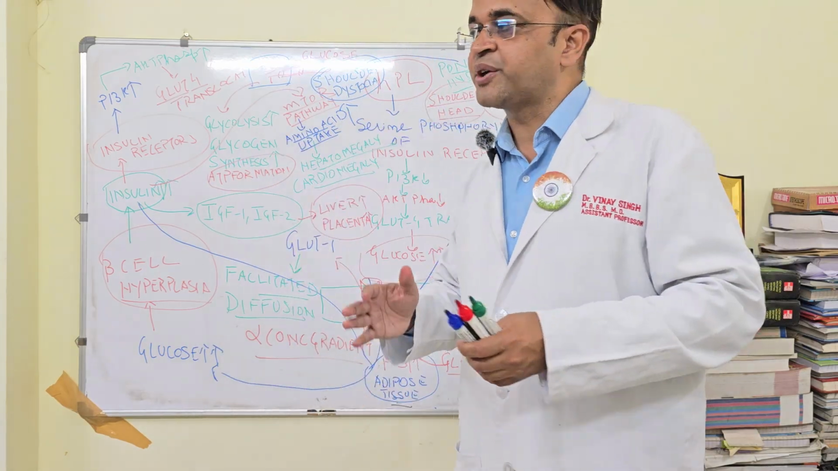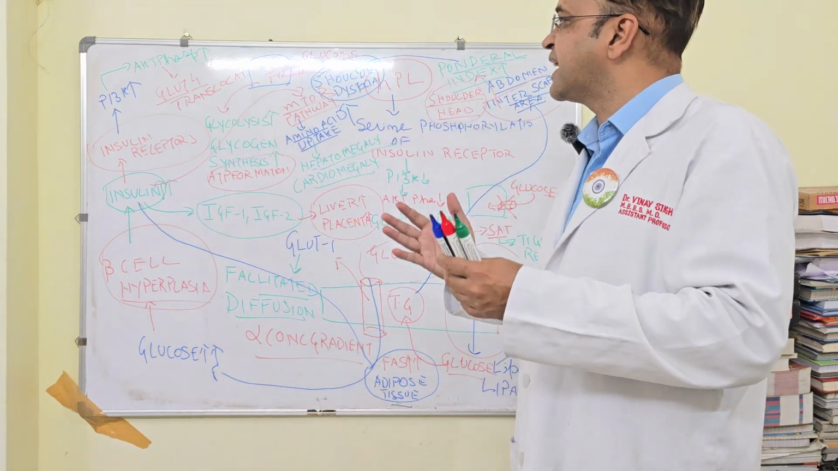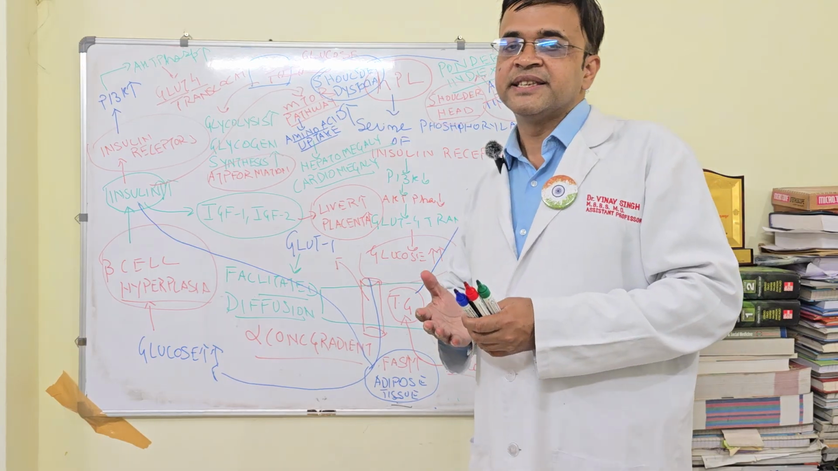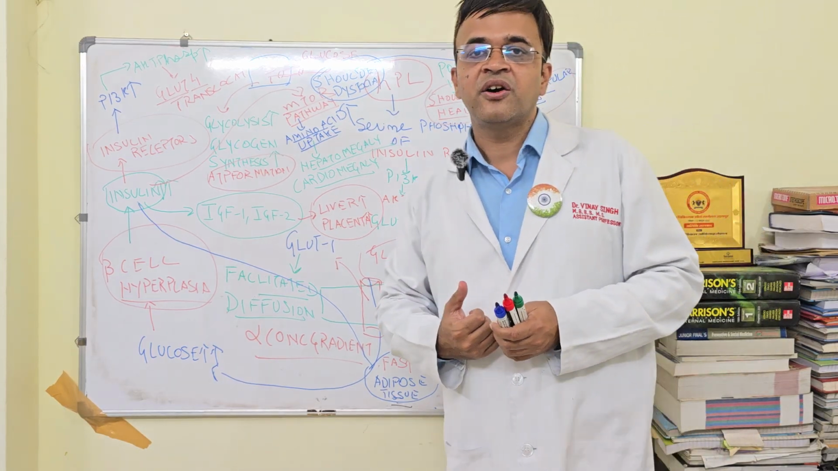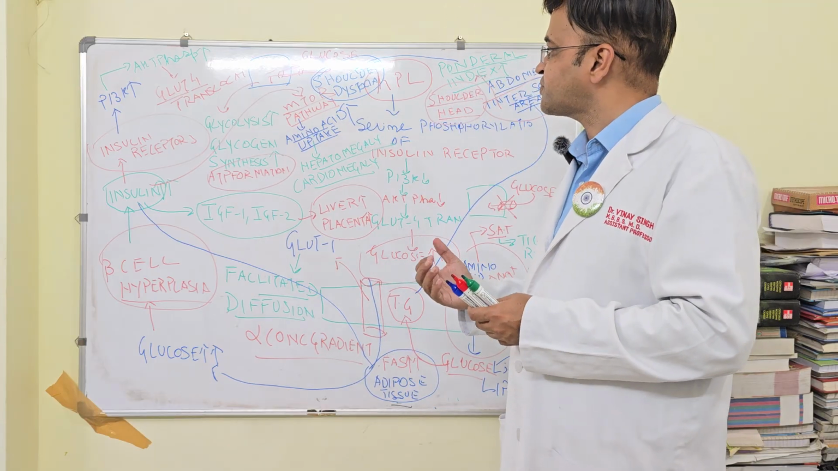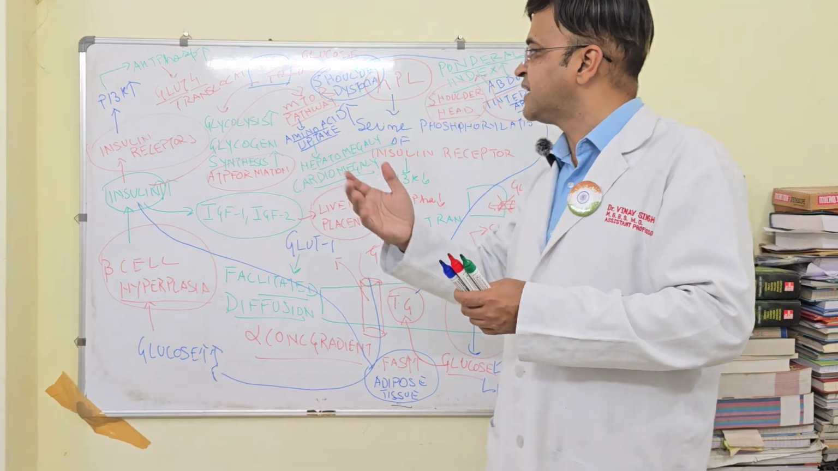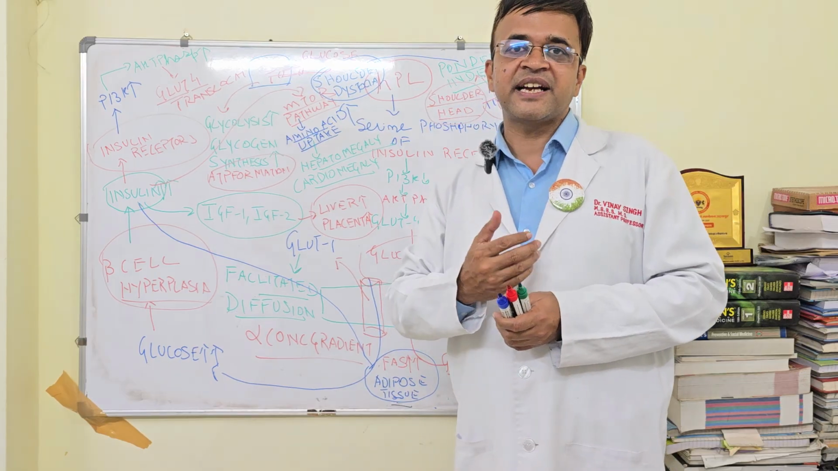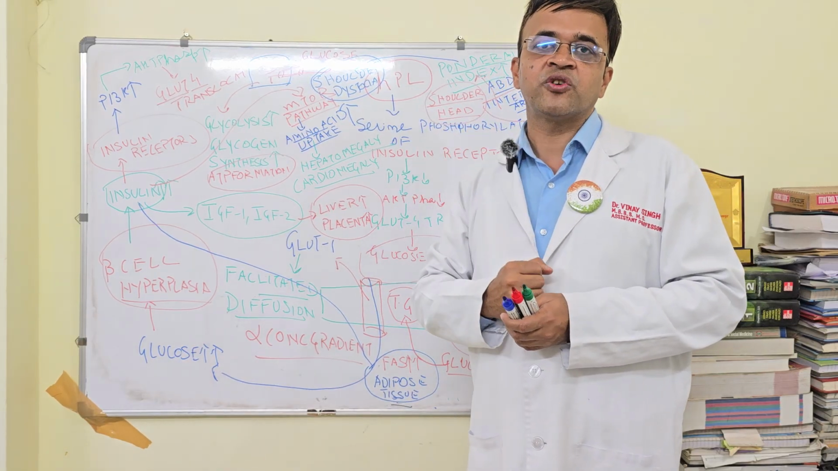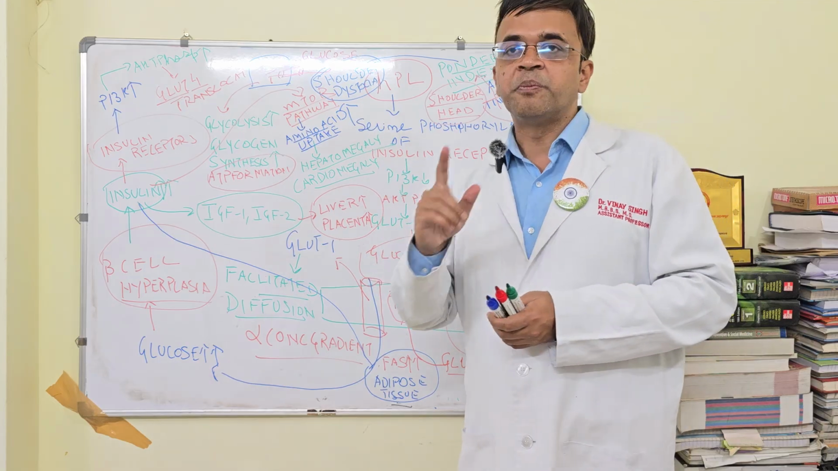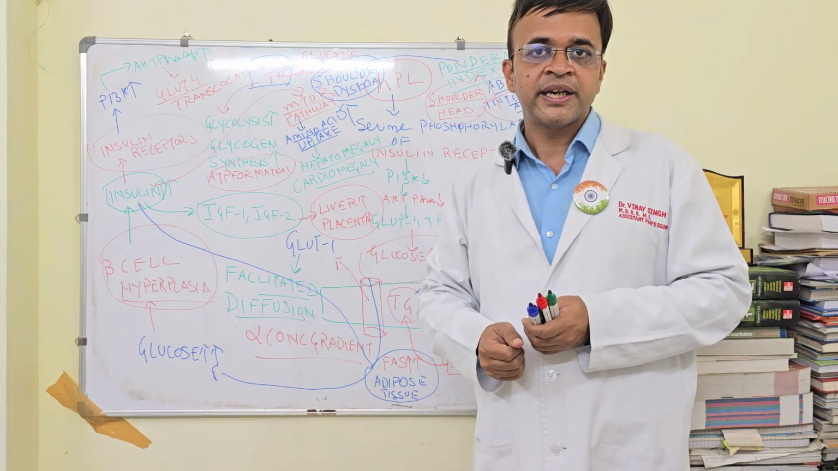So let's try to sum it up. Exactly why do diabetic mothers have macrosomia of the fetus? First of all, your HPL level increases. This HPL, as we discussed in our previous video, will lead to serine phosphorylation of insulin receptors. Your PI3K recruitment will go down.